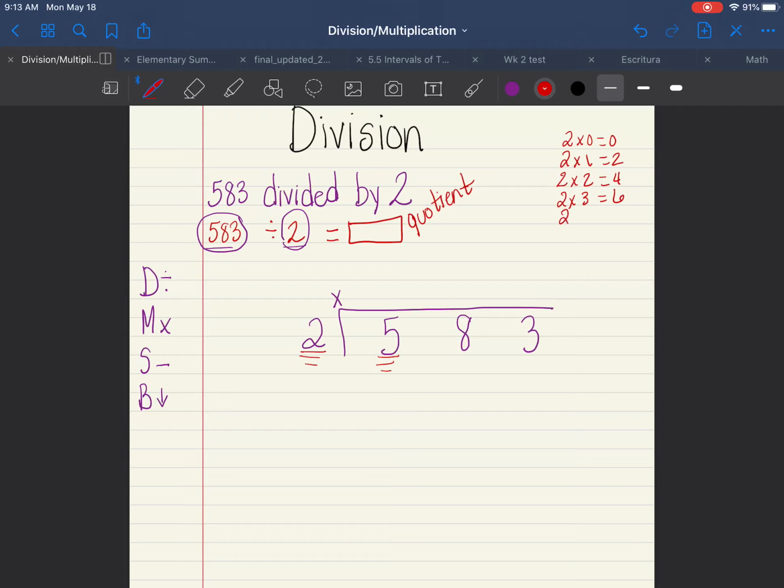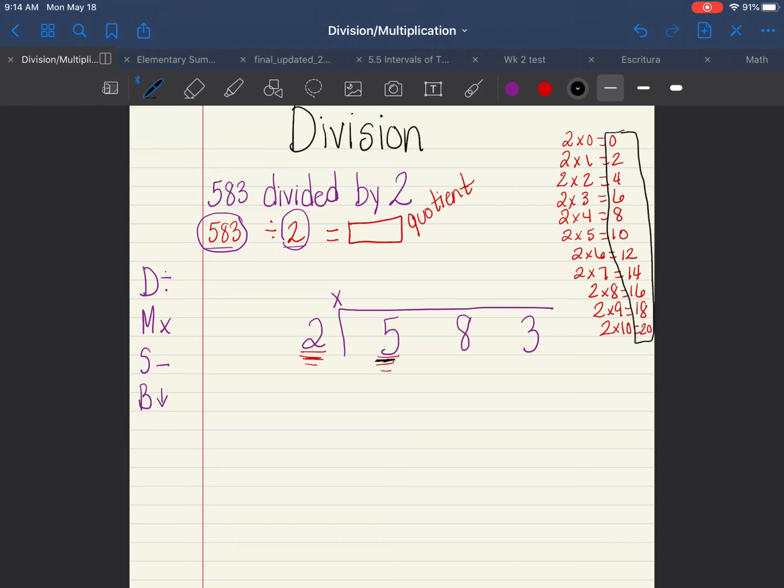So 2 times 0 equals 0. 2 times 1 equals 2. 2 times 2 equals 4. 2 times 3 equals 6. 2 times 4 equals 8. 2 times 5 equals 10. 2 times 6 equals 12. 2 times 7 equals 14. 2 times 8 equals 16. 2 times 9 equals 18. And 2 times 10 equals 20. And why did I write the multiplication table of 2? Because my divisor is 2.